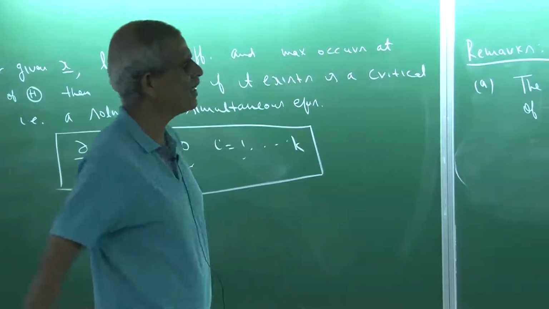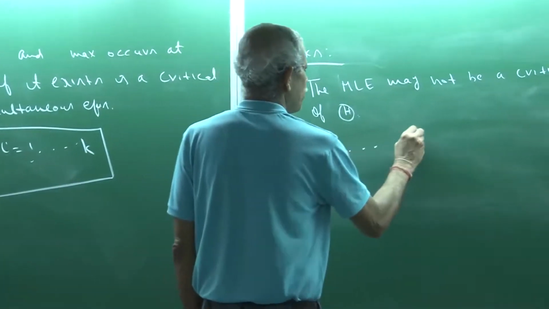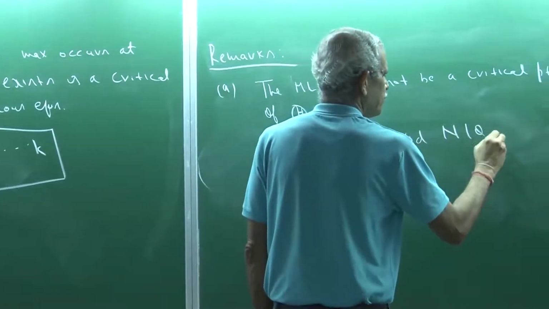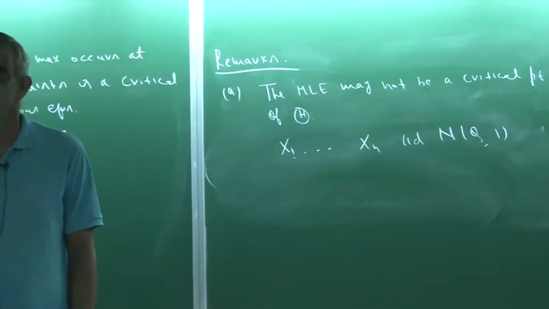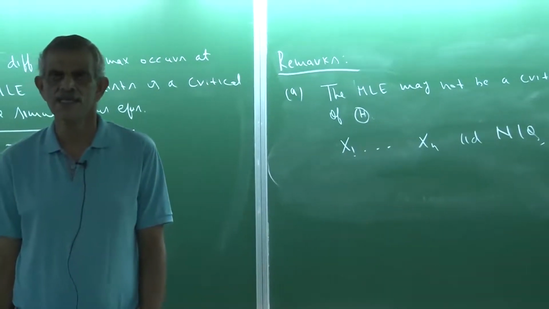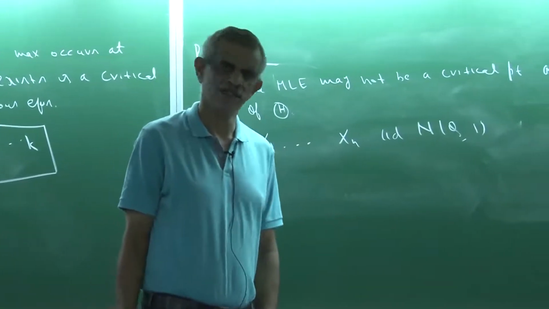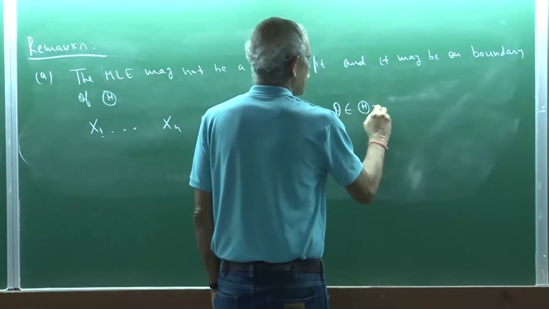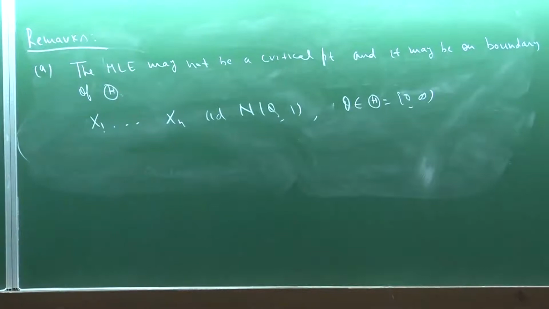But here let me give another example, which is non-trivial. Suppose X1, X2, ..., Xn are IID normal (theta, 1). Now normally you assume that theta takes any value on the real line in the normal case. Here let me assume that I know that theta takes only values greater than or equal to 0, so theta is between 0 and infinity. So I need to find out what the MLE is.